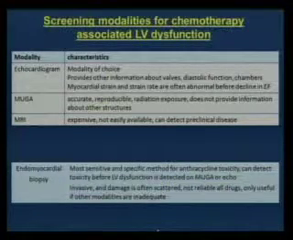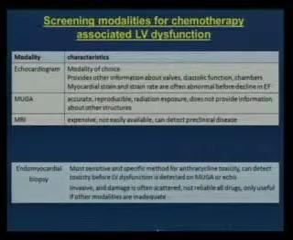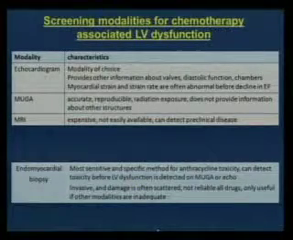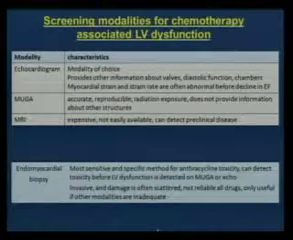MUGA scan is accurate and reproducible because it's counts dependent. So it's reproducible, but it's associated with radiation exposure, and obviously it's not like echo. It doesn't give you a lot of information about other heart structures.